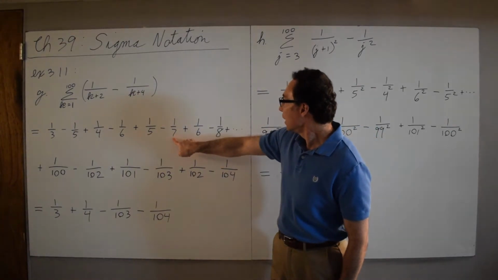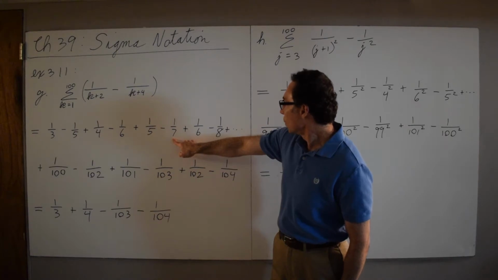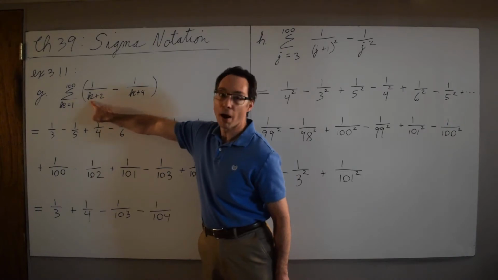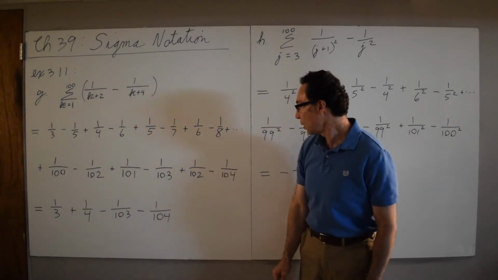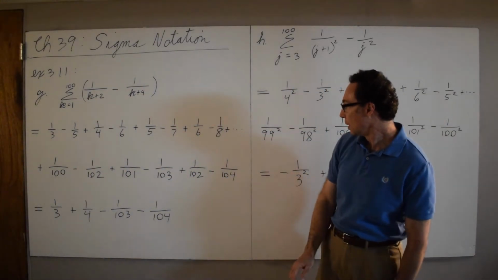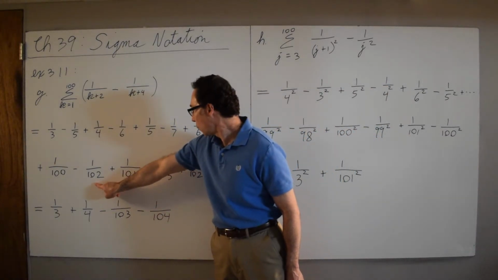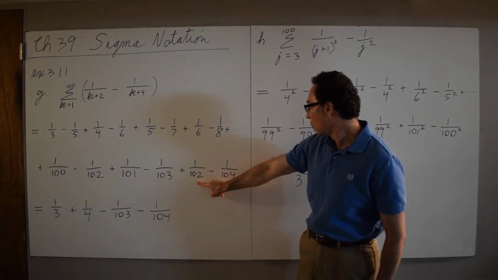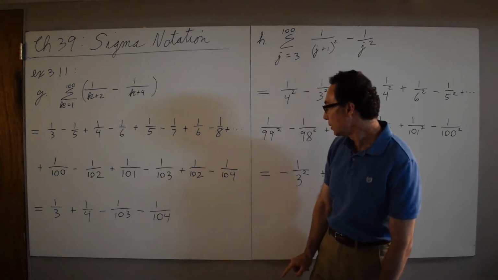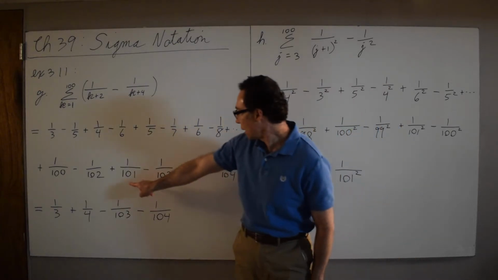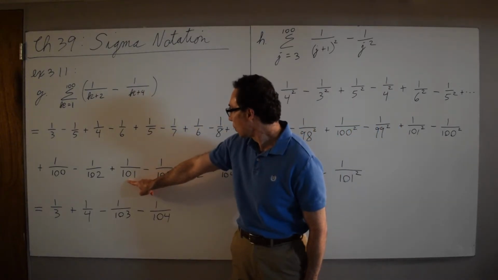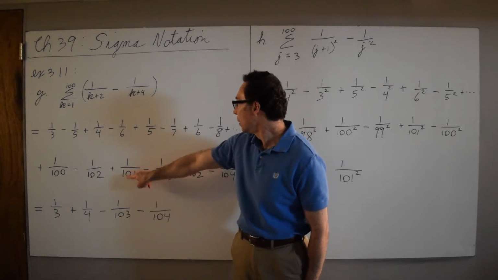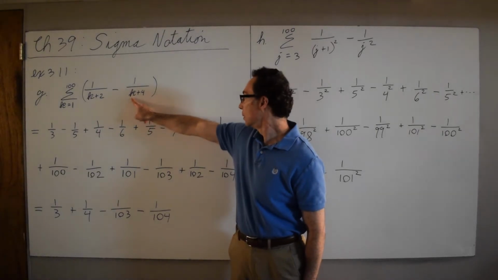Here is a negative 1/7. Where does a positive 1/7 come? It comes when k is equal to 5. And we come down to the end. And we see a negative 1 divided by 102, a positive 1 divided by 102. And what is left? So we have a positive 1 divided by 101. When did the negative 1 divided by 101 come? It came when k was 97.